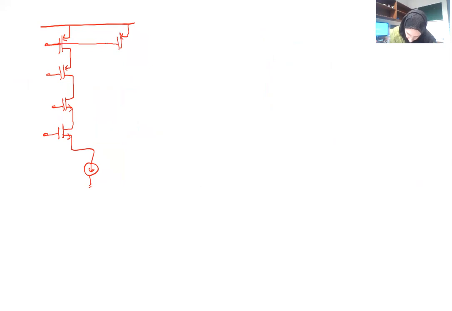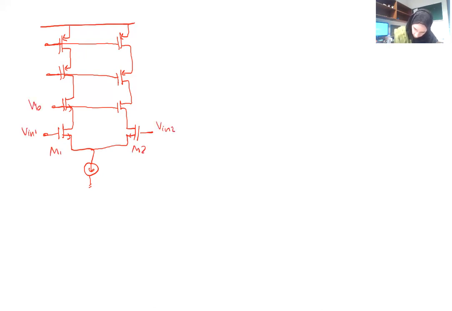Here means that when I draw this line, they share the same biasing voltage. Oh, sorry, mistake here. No, not a mistake, it's fine. Just put it with the other direction. It's M2, M1, VN1, VN2, and this is VB1, VB2, VB3, and this is M3, M4, M5, M6, M7, and M8.